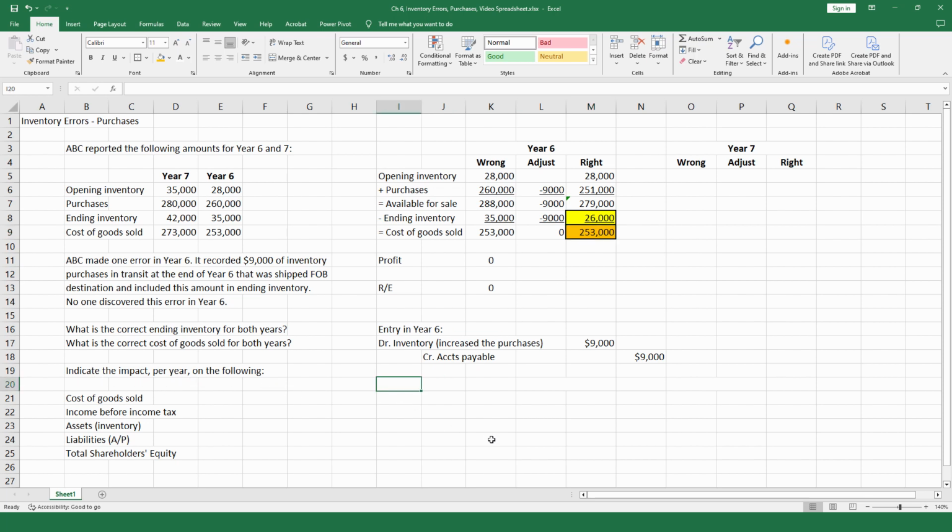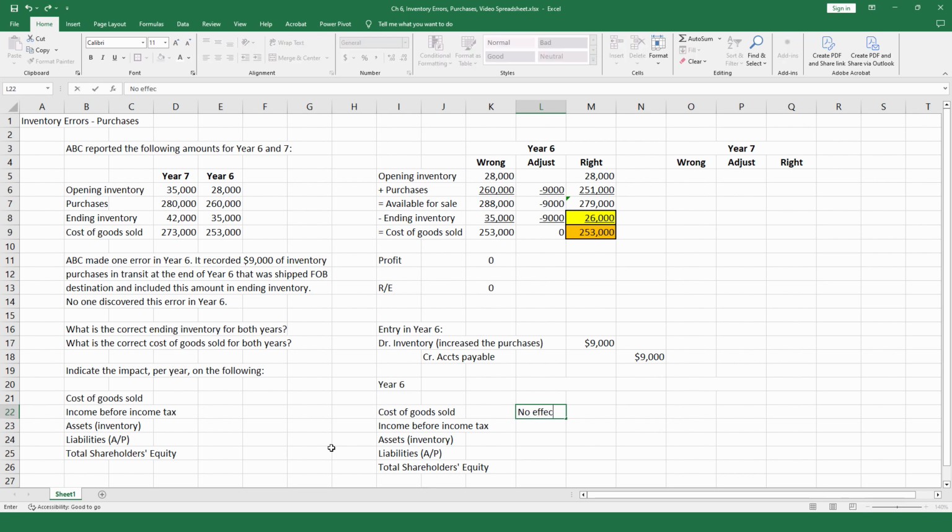So I'm going to highlight that this is year 6. I'm going to take all of those. There we go. All right. Cost of goods sold. The impact per year on the following? Nothing. No effect. That's because cost of goods sold is correct. Since cost of goods sold is correct, there's no effect on the income before income taxes.